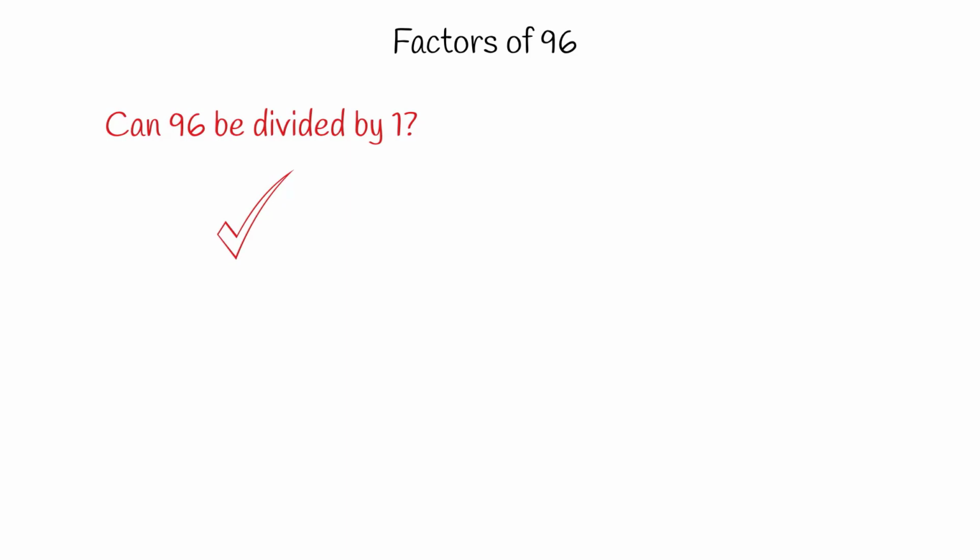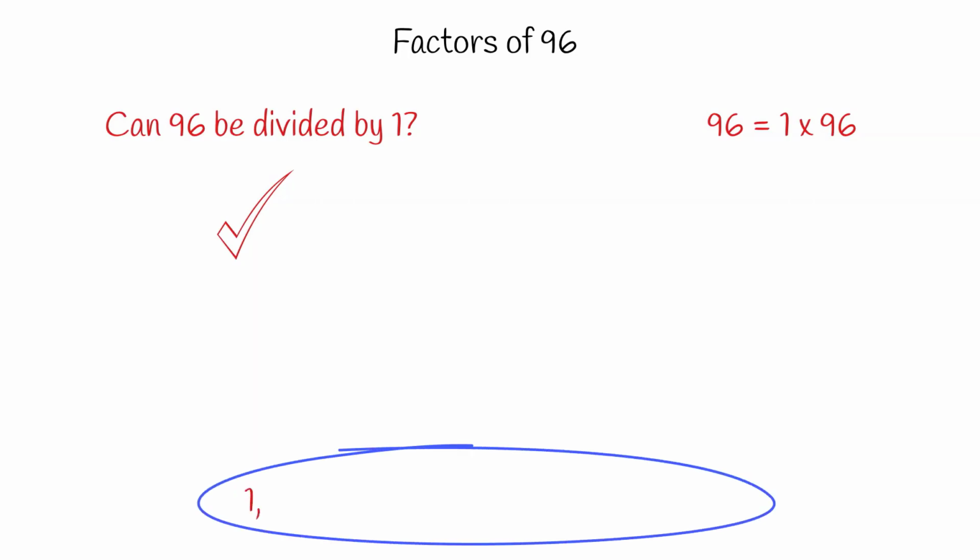So what number do we need to multiply 1 by to make 96? Well, that's easy. 96 is equal to 1 times 96. So you now have your first factor pair, 1 and 96. Let's write them down here so we can see a list of all the factors we found so far.